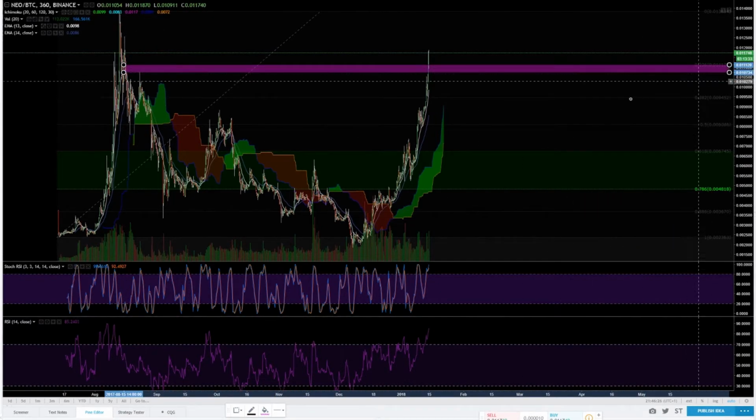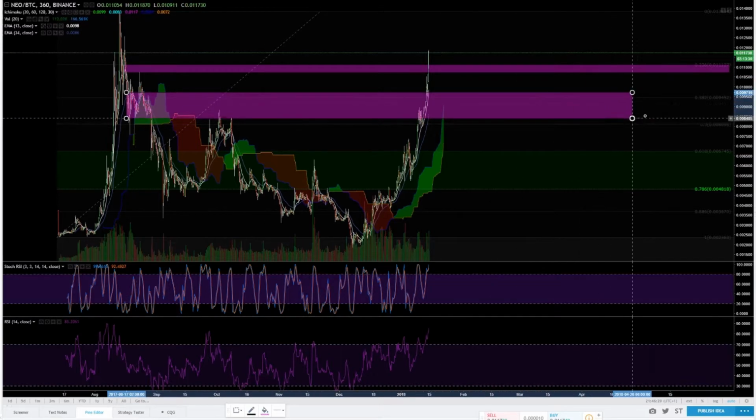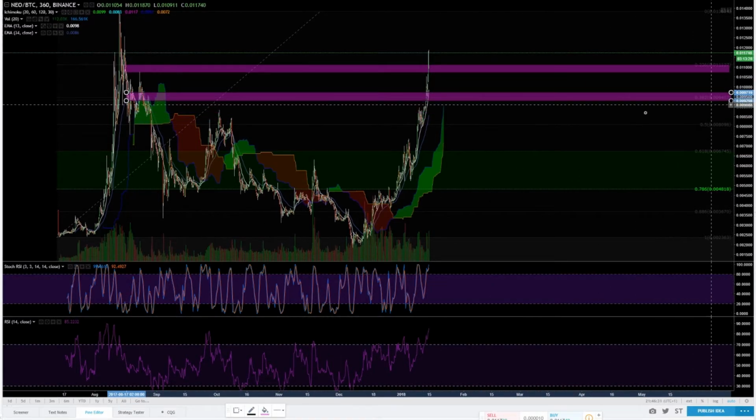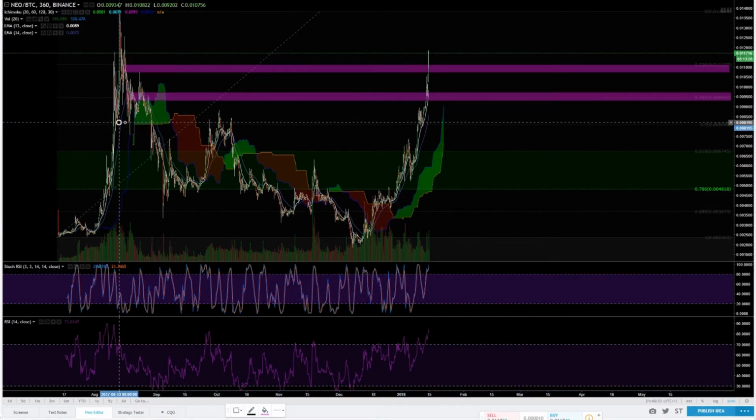So it works the same way, guys, because if I would just do like this, right? We have an area, let's say here. We have an area, let's say here. These are all important areas, right?